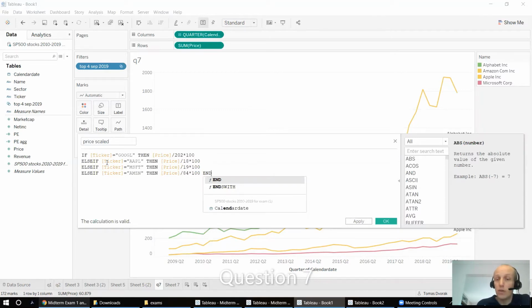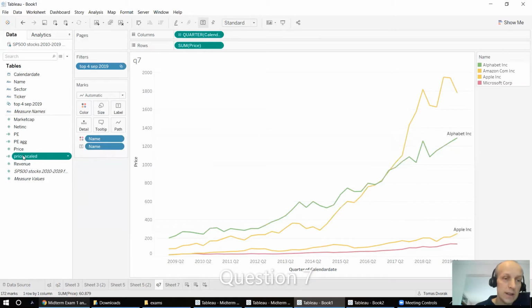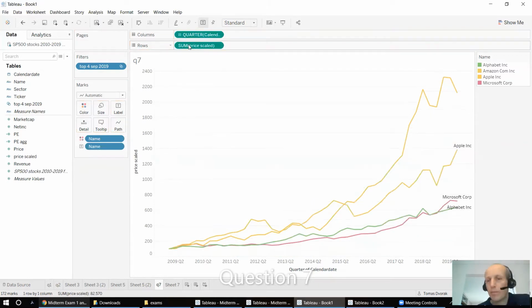The rescaling needs to be different for different companies, so I'm going to use an if statement to do that. If the ticker is Google, then the price is going to be divided by Google's initial price multiplied by 100. Similar for Apple, Microsoft, and Amazon. I'm going to say OK to that, and let's replace price with price scaled, and there we go. Then we have those 4 stock prices starting at 100, and we can see how they move relative to each other. Okay, so this is really part 1. We would then save this as a packaged workbook, and we're done with part 1 of the exam.